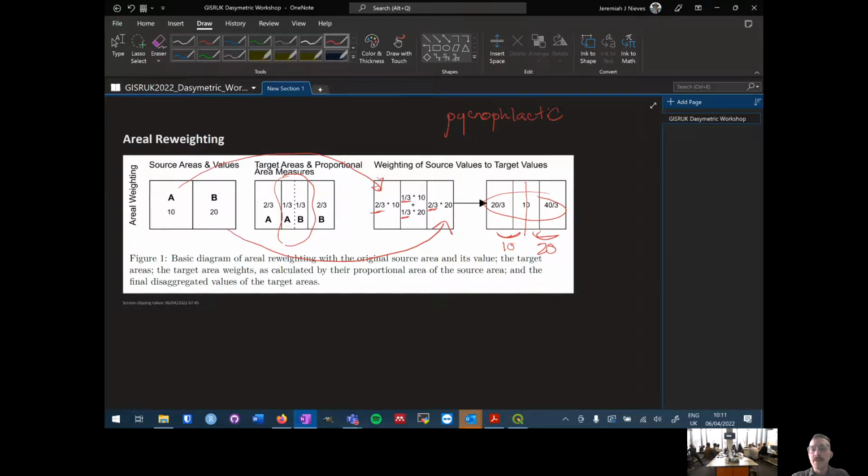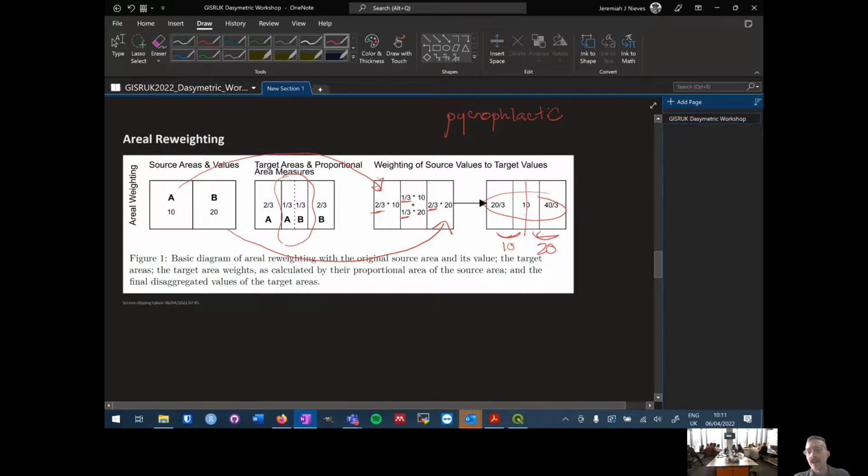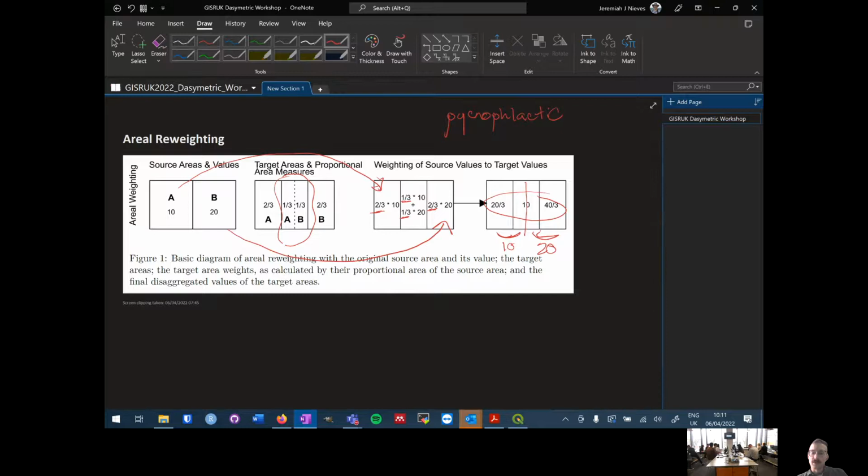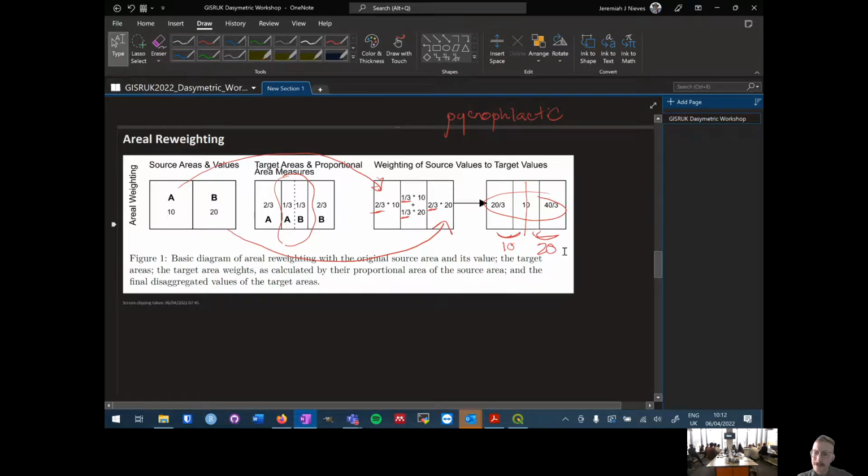But this is one of the main benefits of dasymetric reweighting: no matter how you disaggregate it, it can always be added back up. The target areas and their values can always be added back up to their original value, right? So no matter what, we're not destroying information here if we go back to the original source level and source units. Is that clear for everyone? That makes sense? I'm seeing nodding heads.